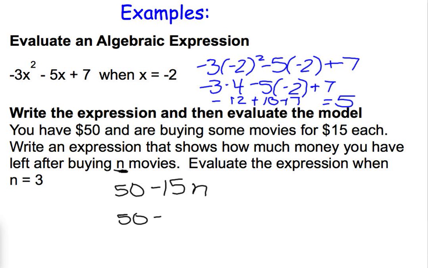Now I've got to substitute it in and see how much I had left over if I bought 3 movies. And you do 15 times 3. And 15 times 3 is 45. So you have 50 minus 45. That means that you'd have $5 left. And again, if you're dealing with money, you need to realize that if it was decimals, you'd have that many decimals left over also.